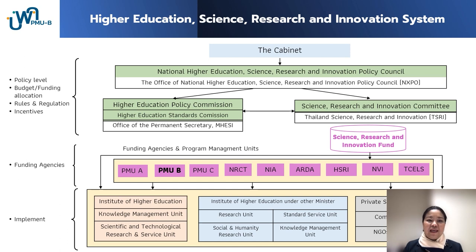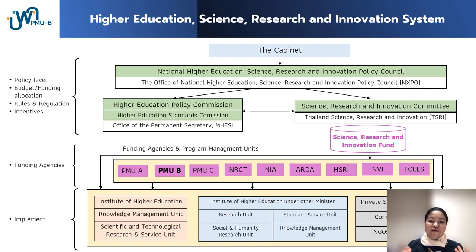PMU-B is in the Ministry of Higher Education, Science, Research and Innovation. If you see in this structure, there are nine PMUs, or Program Management Units. We are the funding agencies that allocate funding from the Science, Research and Innovation Fund to universities, research institutions, private sectors, or even communities.